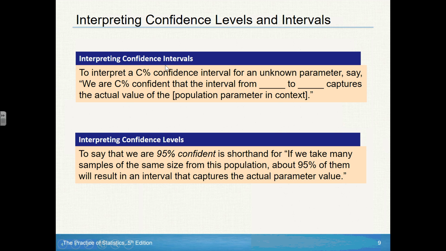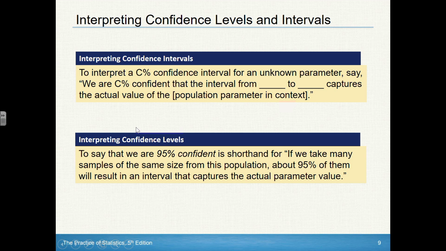So, interpreting confidence intervals. Here's the sentence that we want to get to know to be comfortable with interpreting. We are blank % confident that the interval from blank to blank, meaning your lower and your upper value, captures the actual value of the, and then you fill in whatever population parameter you're referencing, keeping in mind that you make sure you put it in context.